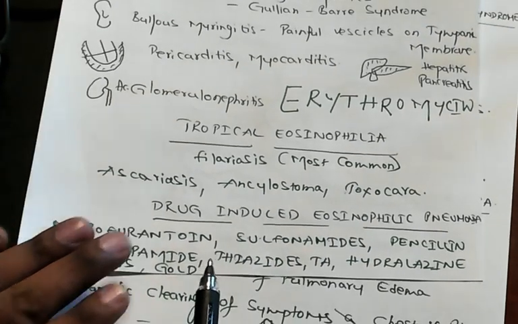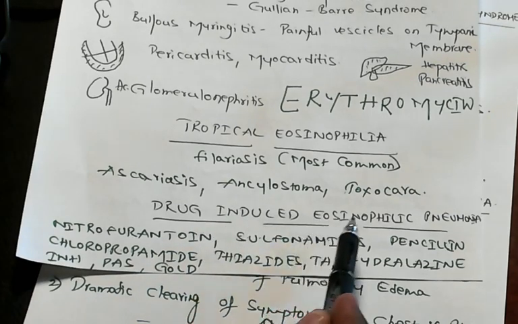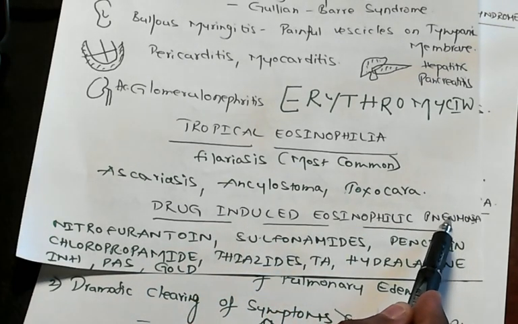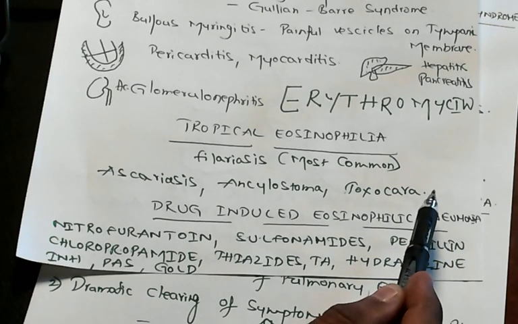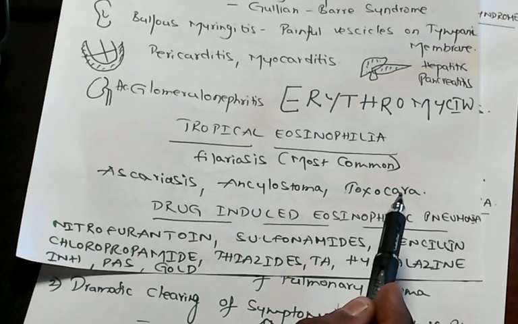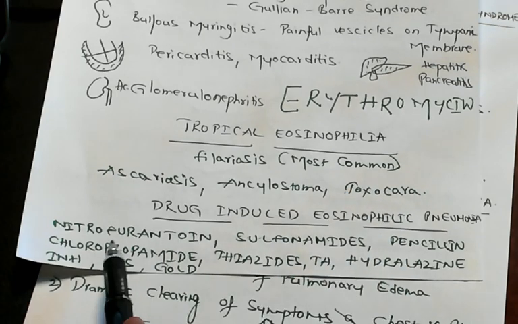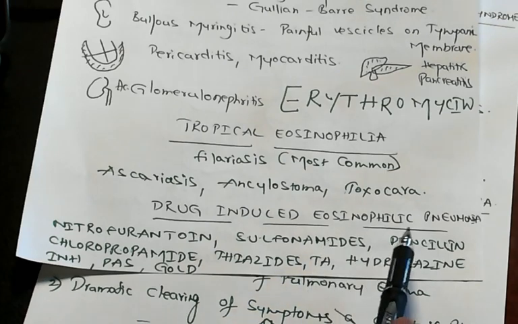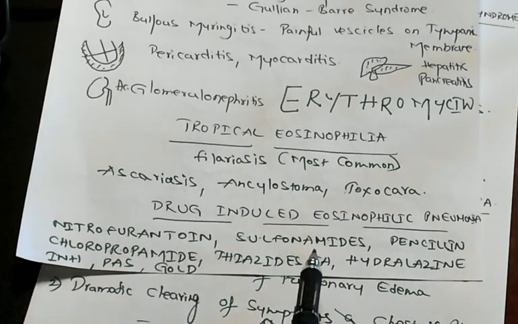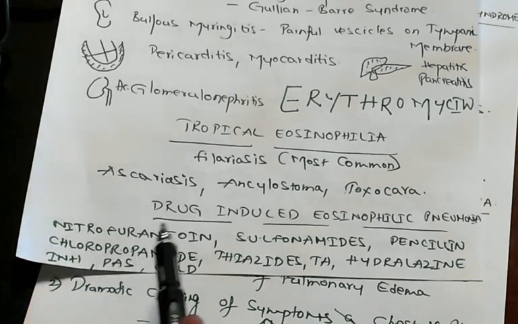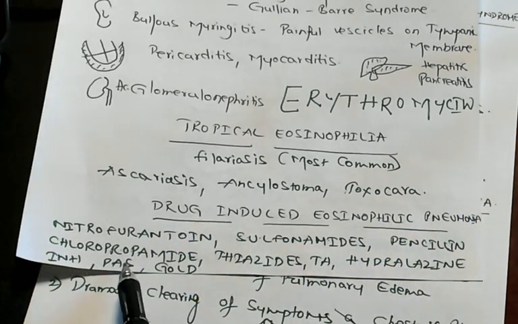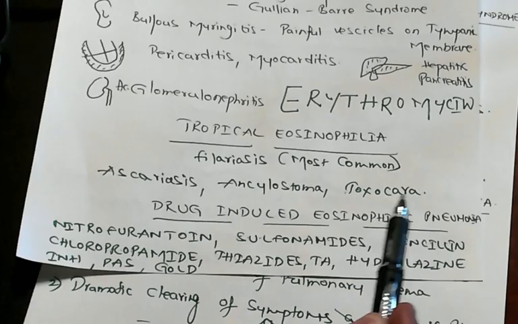Now, what are the drugs that lead to drug-induced eosinophilic pneumonia? Favorite question. Once more, this is a must-learn question too. At least once you will have to memorize these. Nitrofurantoin, sulfonamides, penicillin, chlorpropamide, thiazides, very commonly used diuretic, tricyclic antidepressants, hydralazine, INH, even isoniazid can cause drug-induced eosinophilic pneumonia, and PAS and gold salts, even they lead to drug-induced eosinophilic pneumonia. Causes are very, very important.